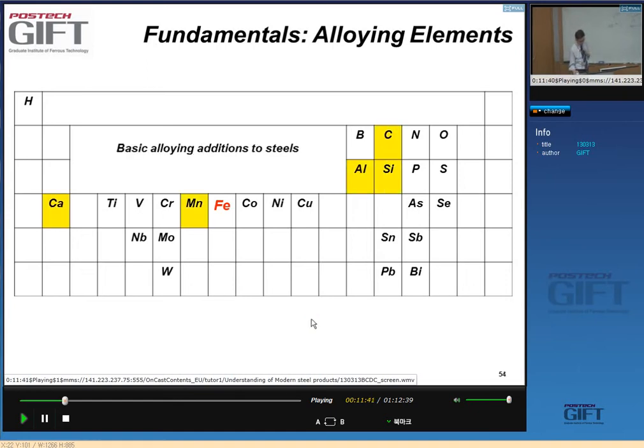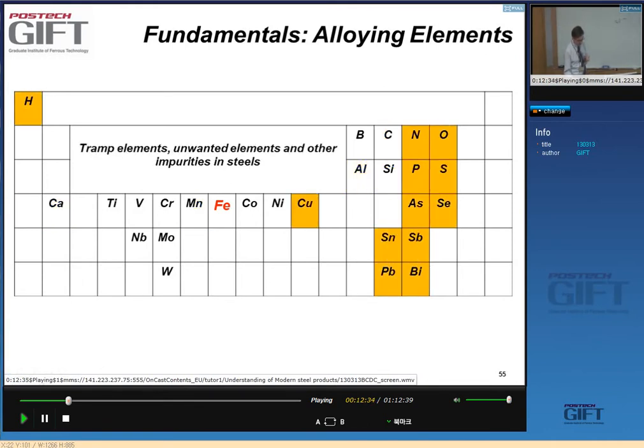I already told you that there were some elements that were ubiquitous. You cannot avoid them, because elements such as manganese and silicon are reduced at the same time as iron in the blast furnace, so you end up having a base concentration of these elements. Carbon, of course, the same thing. It originally comes from the fact that you are reducing your iron ore with carbon. The aluminum comes from the deoxidation of the steel when you do the aluminum killing, the calcium when you do the calcium treatment to remove sulfur, etc. These elements will be present.